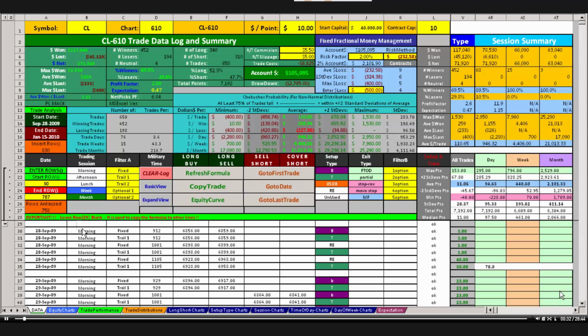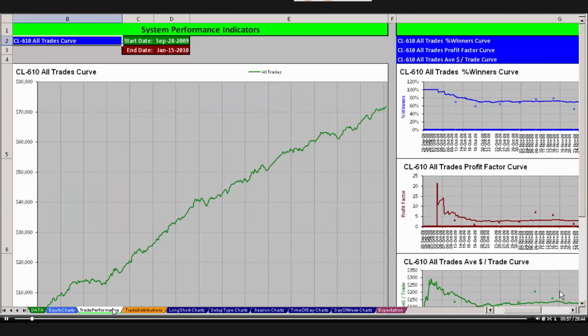Now there's a green tab called Trade Performance, an orange tab called Trade Distributions, and then there's a group of 5 tabs that go through the trade type analysis, and finally there's an Expectation tab way over to the right. Oh, and there's one more called the Equity Charts, which is the risk and money management analysis. So let's just jump on into Trade Performance and see what that looks like. Give it a second here to switch over.